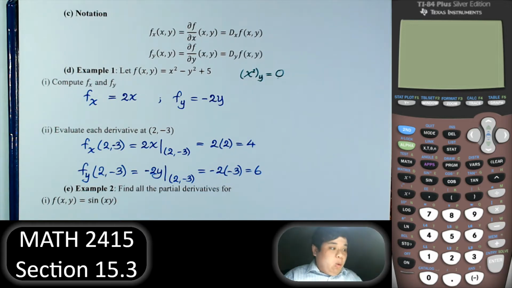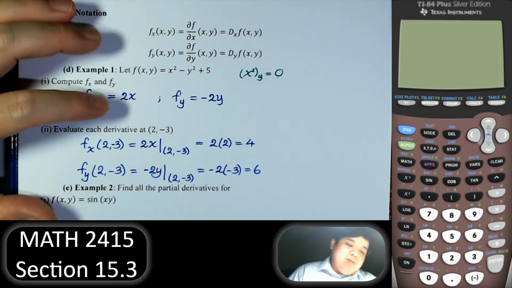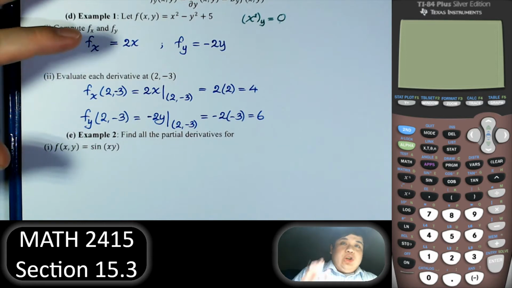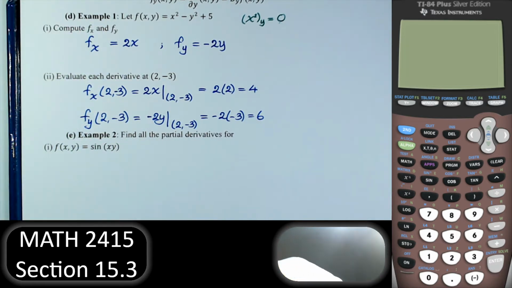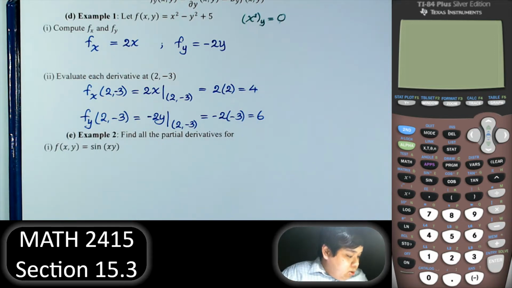For the derivative, just treat the other variable as a constant. That's basically it. And then the chain rule, product rule, quotient rule, and all the rules of derivatives will still be the same.